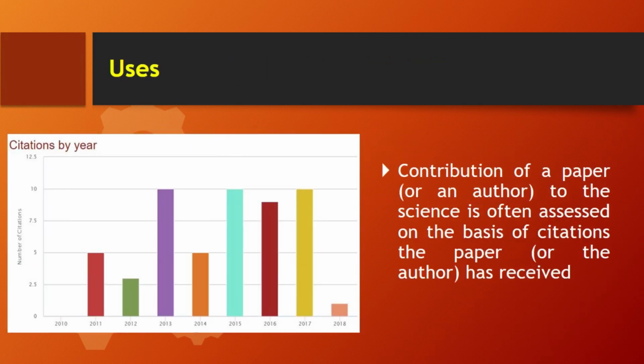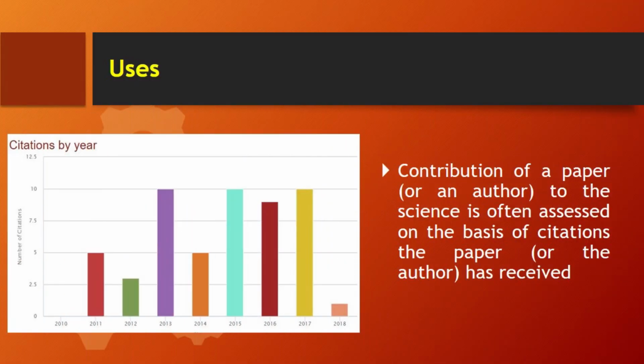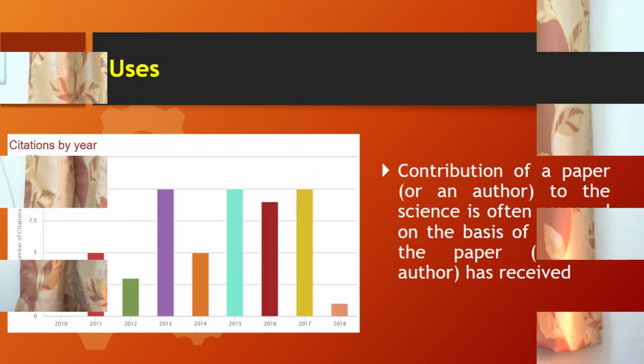What are the uses of adding references? What we have discussed is the purposes of adding references. Now we will look at the uses of adding references. The contribution of a paper or an author to science is often assessed on the basis of citations the paper or the author has received. For instance, even the impact factor is also based on the number of citations the journal has received.